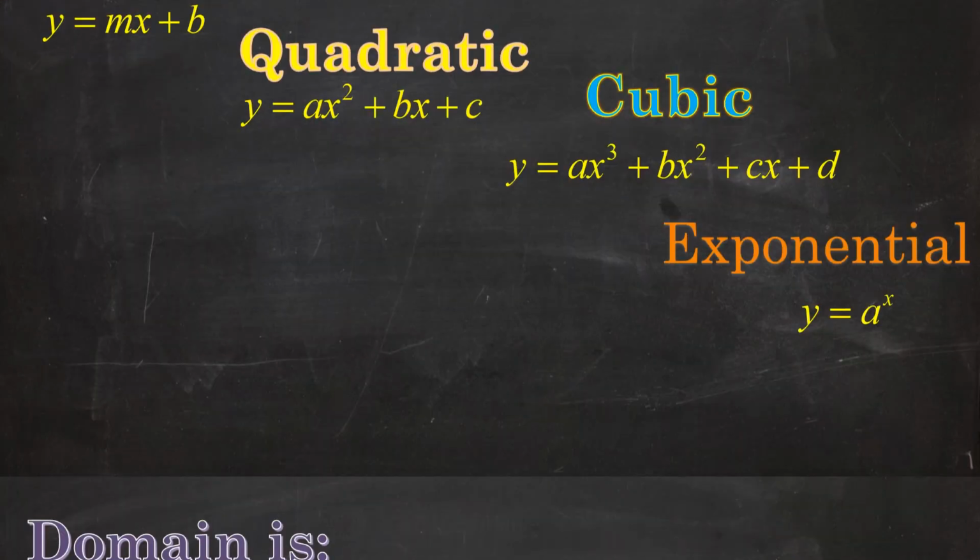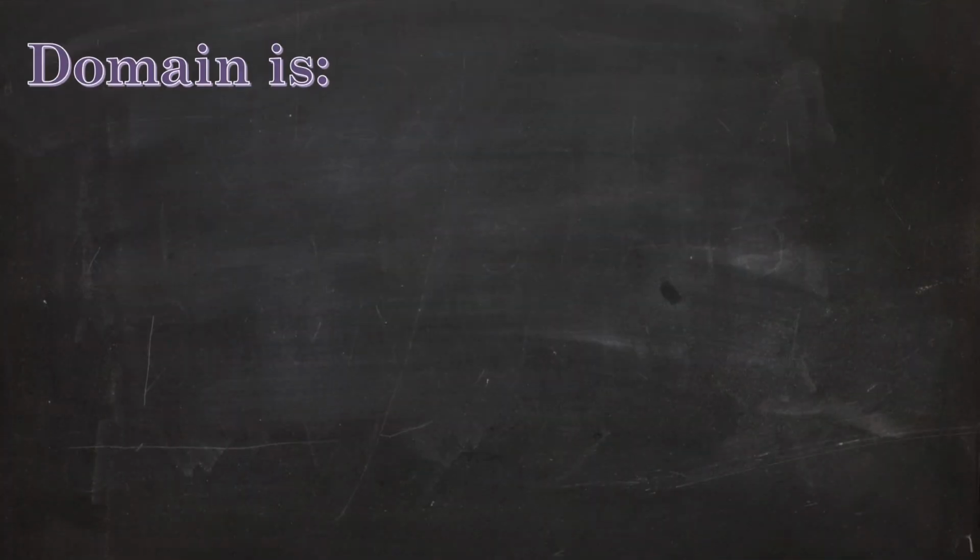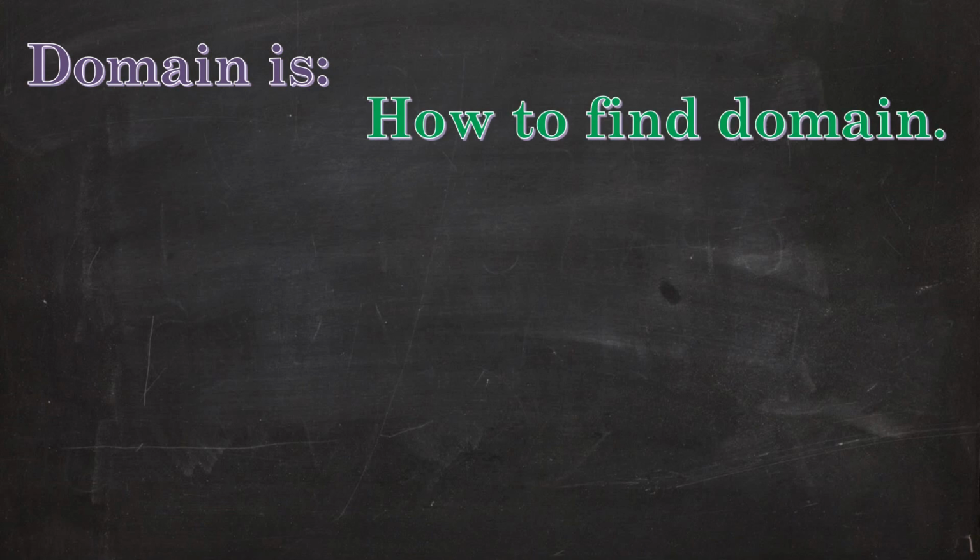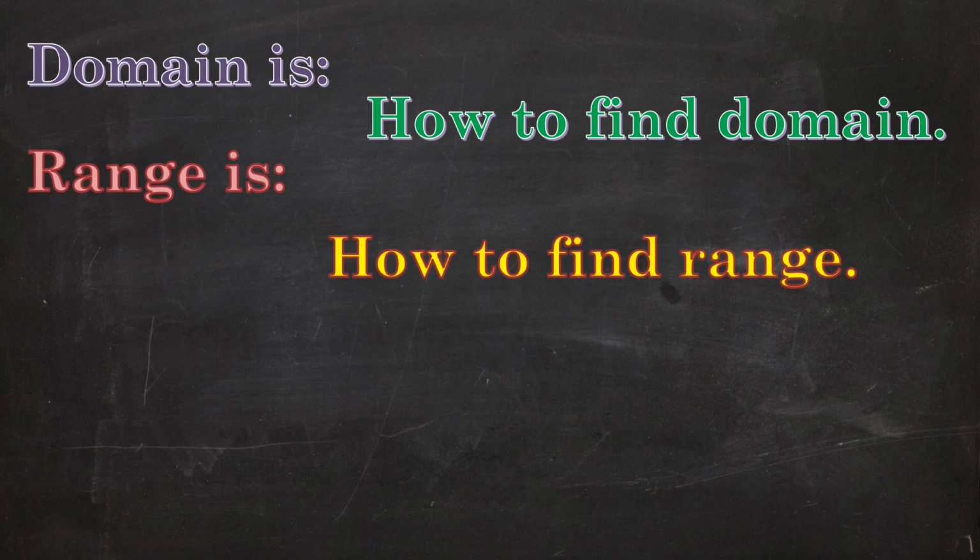So in this video, we wanted to talk about what domain is. Domain's the set of all possible inputs and how to find it from a graph. And so all you've got to do is look. Range, set of all possible outputs. You should know how to find that from looking at a graph.